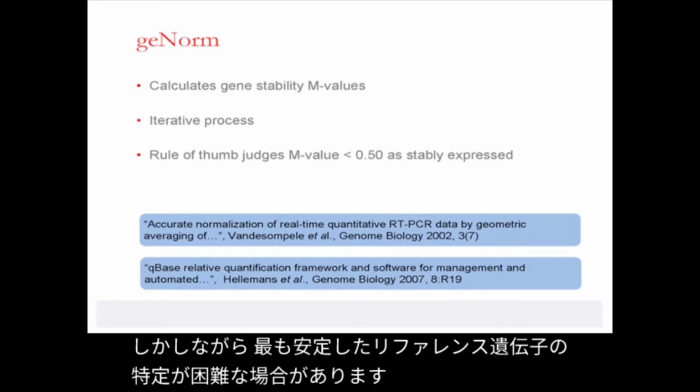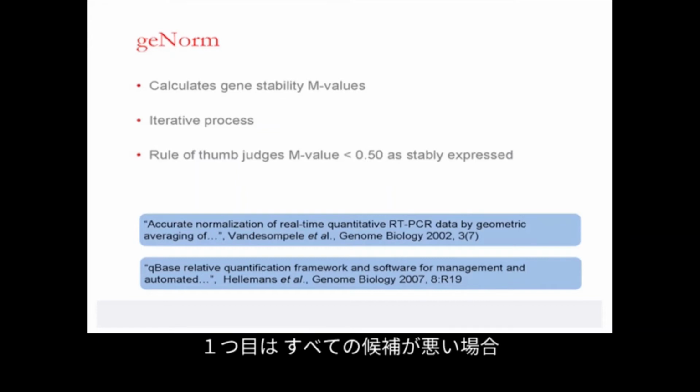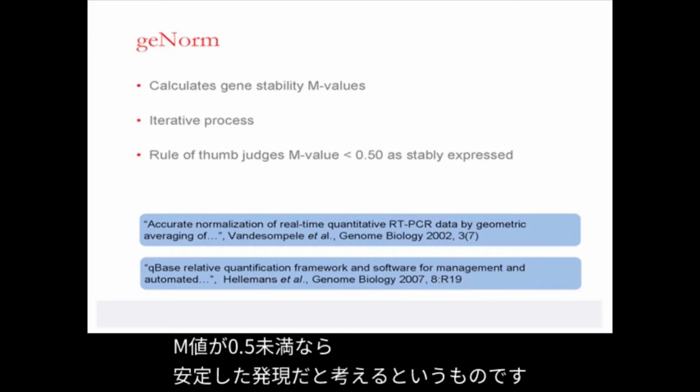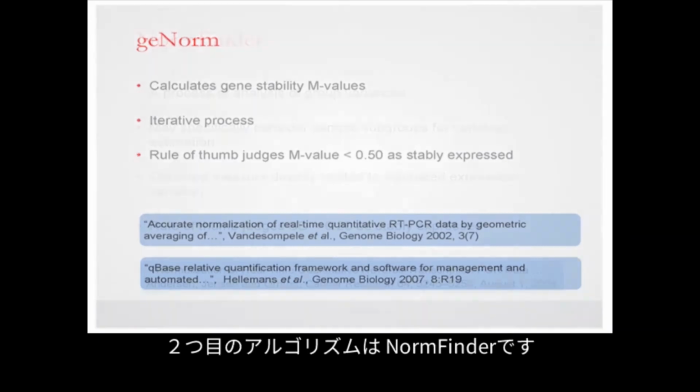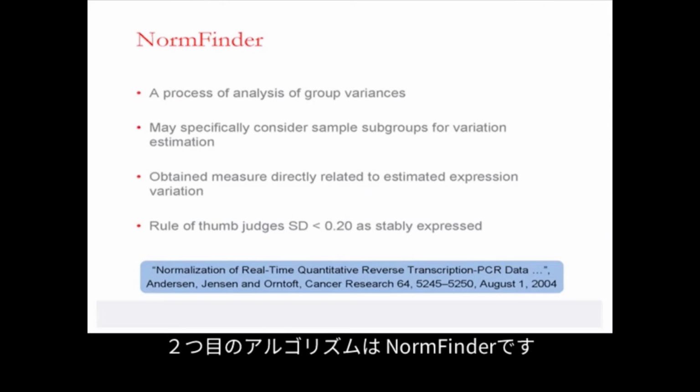There may be times when identification of the most stable reference genes may be particularly challenging. One case may be when all reference gene candidates perform poorly. Another case would be if all reference gene candidates perform well. To distinguish between these two cases, it's useful to have a rule of thumb that an M-value below 0.5 may be considered stably expressed. The second algorithm I will use is called NormFinder.